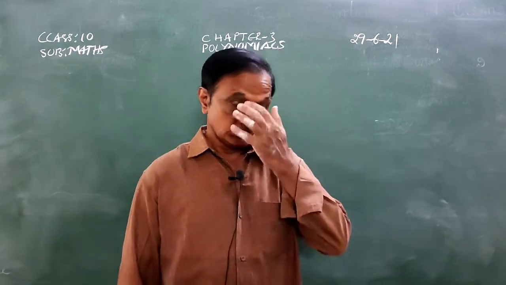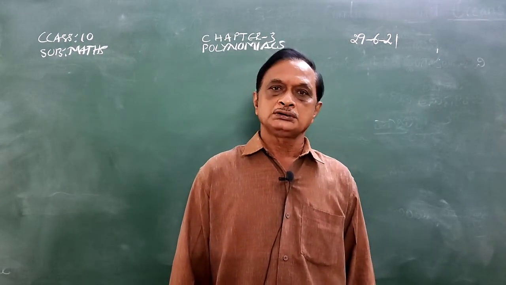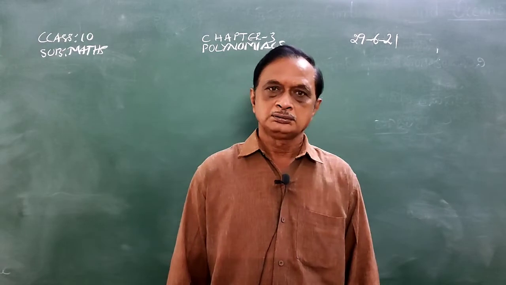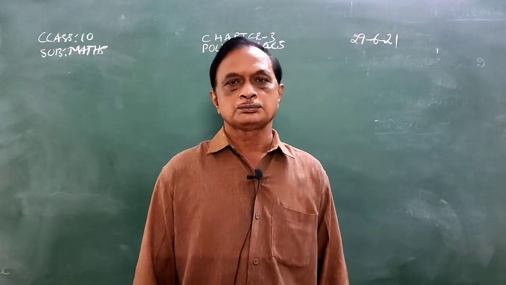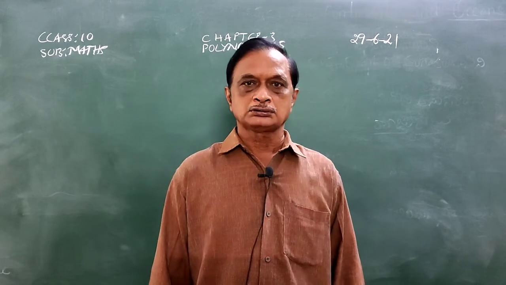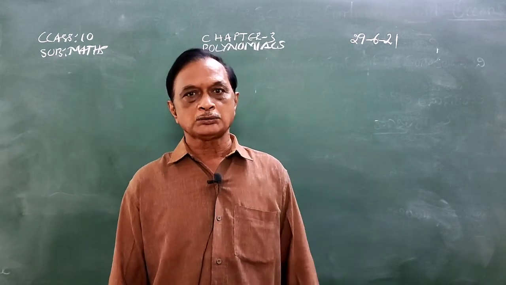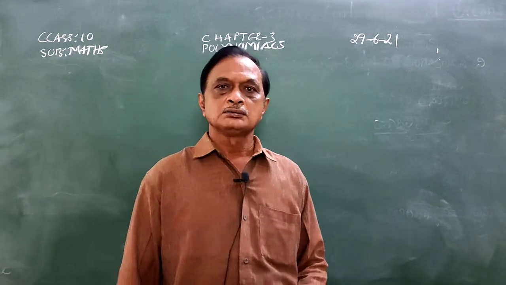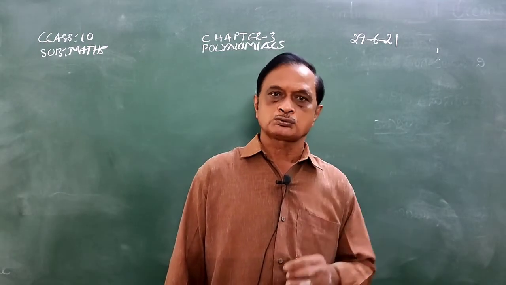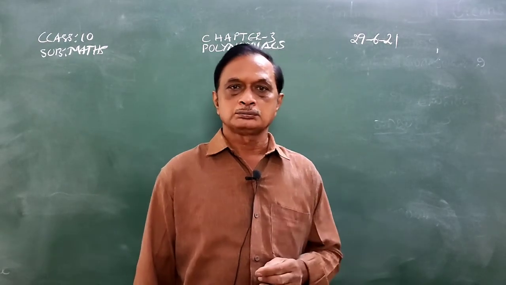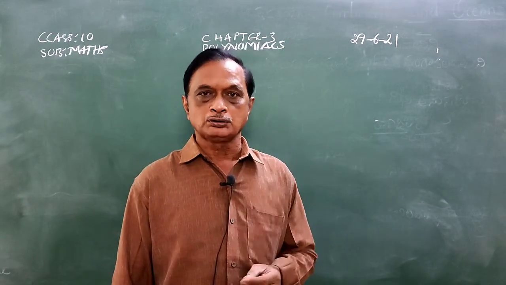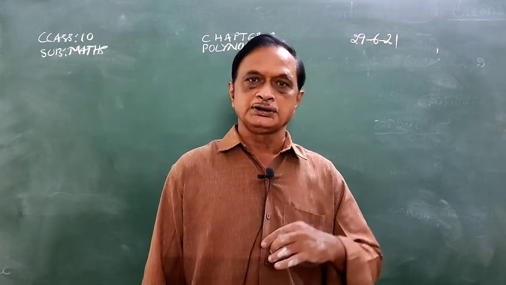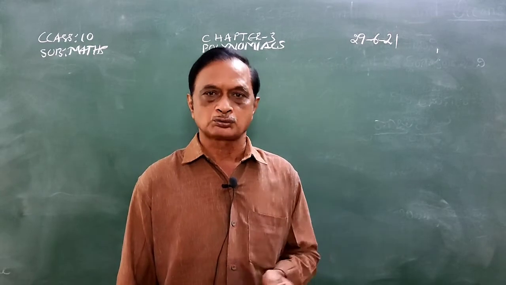Good morning, students. In the previous video, we proved that for a quadratic polynomial ax square plus bx plus c, where a is not equal to 0 and a, b, c belong to real numbers, and alpha and beta are the zeros, the sum of the zeros is given by the formula minus b by a, that is, minus coefficient of x by coefficient of x square. The product of the zeros, alpha into beta, is given by the formula c by a, that is, constant by coefficient of x square.